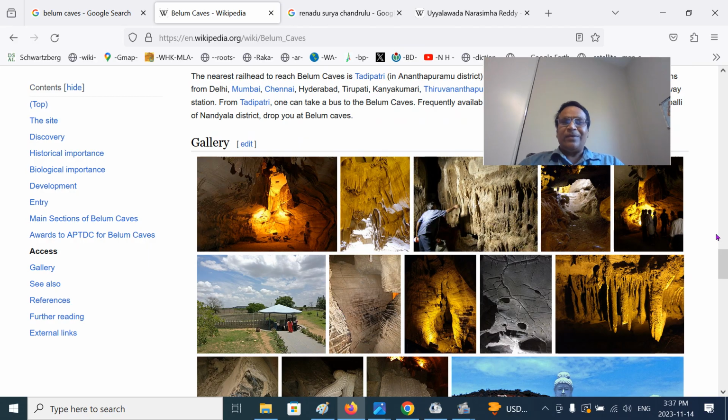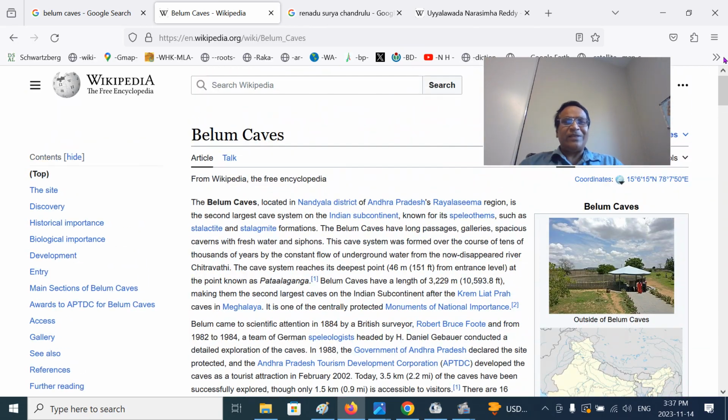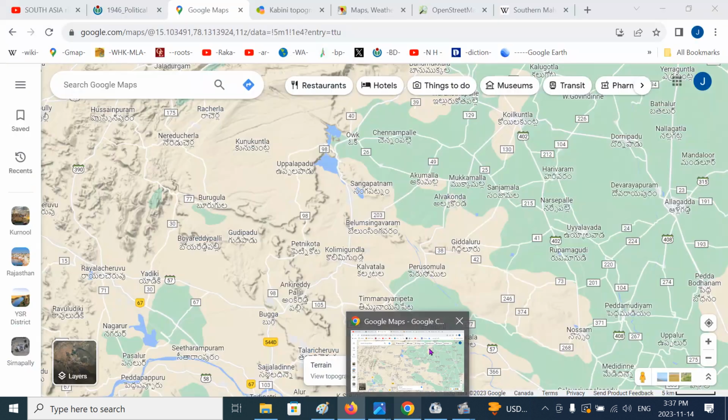So I will not go into that. But if you remember the Belum caves, you can remember this branch. That is the treasure house of Rayalaseema. That's what we are talking about as today's part.